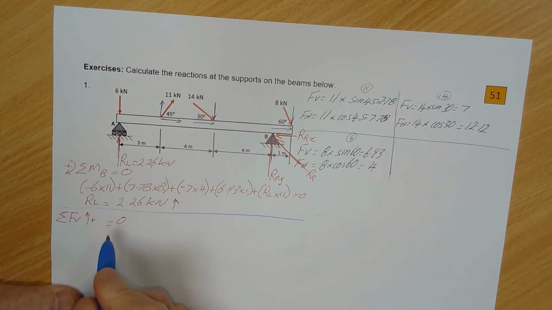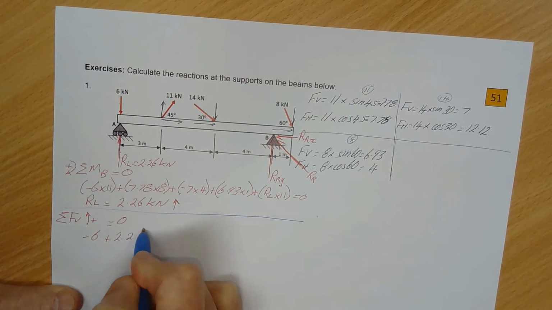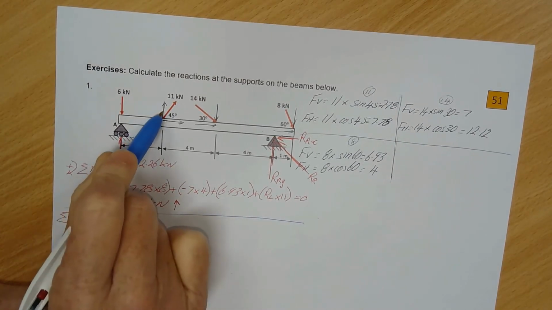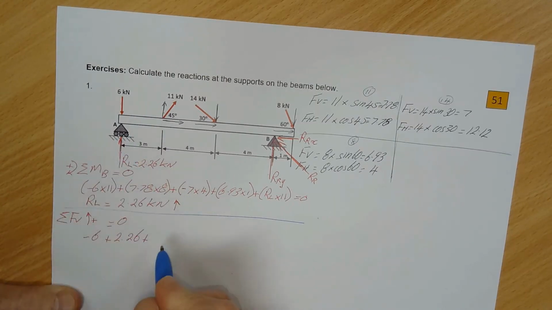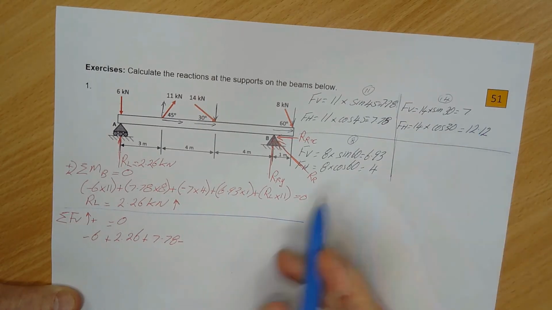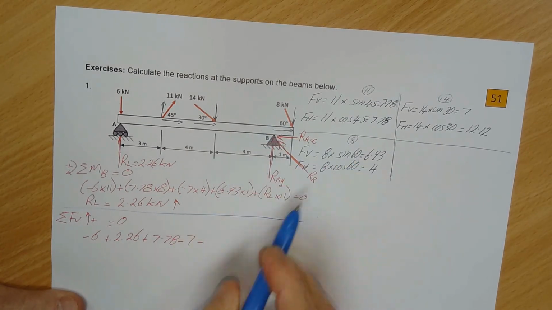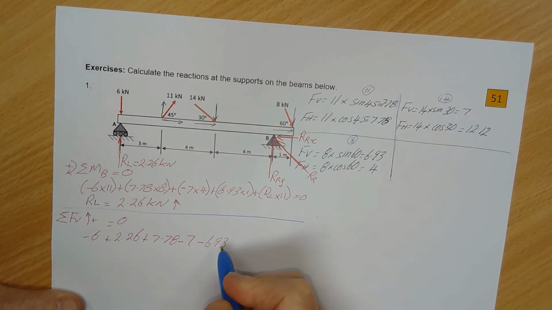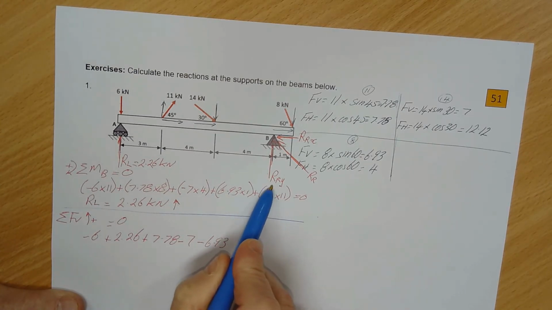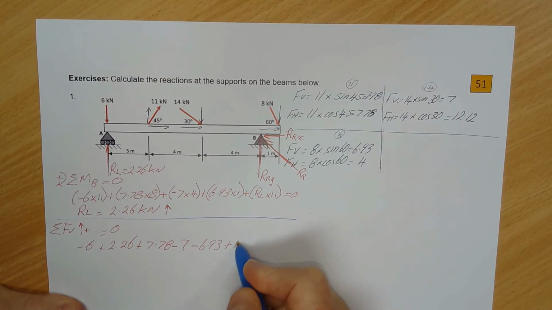First one we come to is -6, positive 2.26, plus vertical component of the 11, 7.78, minus vertical component of the 14, 7, minus the vertical component of the 8, 6.93, and then we've got the unknown value of RR, y component, so that's plus, it's going up, we think it's going up, RR, y is equal to 0.